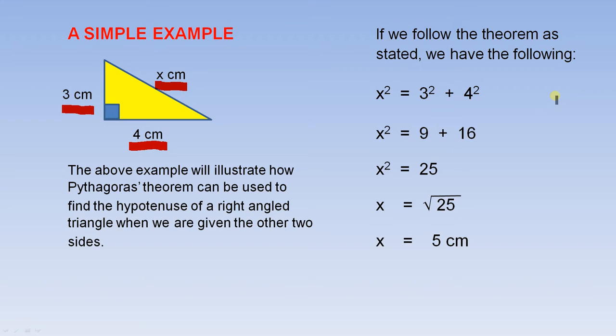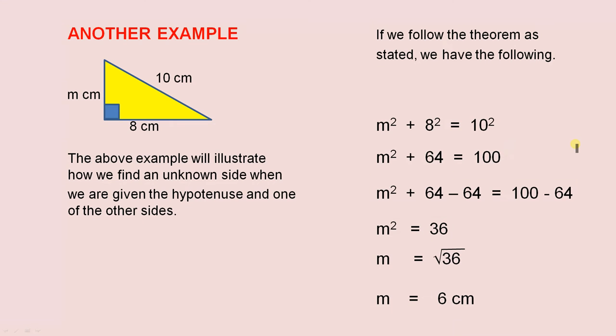If we follow the theorem as stated, we have the following: x squared equals 3 squared plus 4 squared. x squared equals 9 plus 16. x squared equals 25. x equals the square root of 25. So x equals 5 centimetres. So the length of the hypotenuse is 5 centimetres.